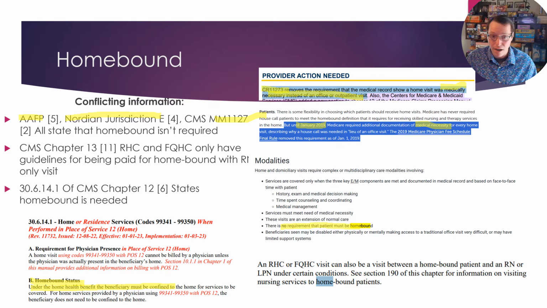And as another conflict, in CMS's book, chapter 13 for RHC and FQHCs, it actually lays out that you can bill for a homebound patient visit if they only see an RN or an LPN. So looking at 4 different sources indicating to me that homebound status is actually null and void and no longer matters, I'm going to say it no longer matters. So I would just say go see patients who need to be seen. We're looking at this as old-fashioned house calls. It is an old-fashioned house call, and that's what we're doing. We're doing things just like how it used to be done.